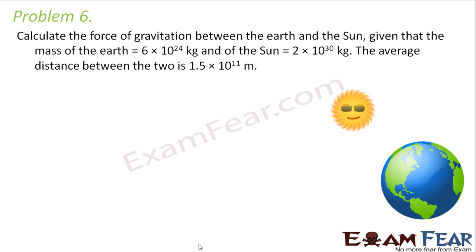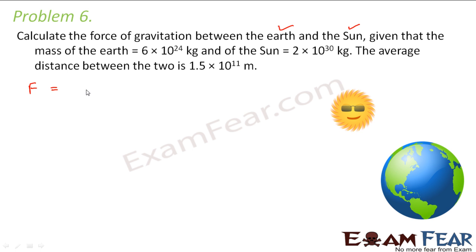It says calculate the force of gravitation between the earth and the sun, given that the mass of the earth is 6 into 10 to the power 24 kgs and that of the sun is 2 into 10 to the power 30 kgs. The average distance between the two is 1.5 into 10 to the power 11 meters. So here the two objects which we have are the earth and the sun.